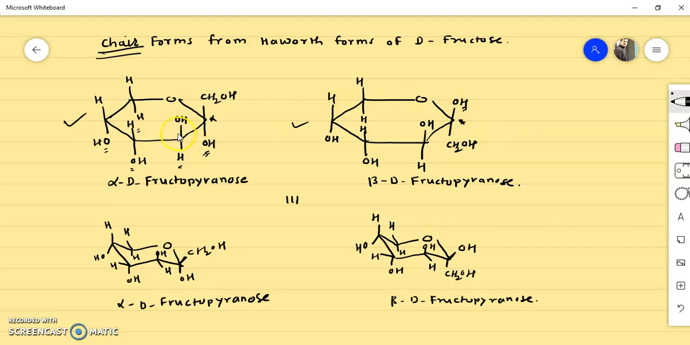Similarly from Haworth formula we can draw a chair form. Same rule you have to follow. The groups which are below the plane of Haworth ring, you have to draw them below in the chair form as well. So in this way we can draw the chair form, Haworth form, all these oxide forms of the D fructose. Okay, so this is all about the ring forms of the D fructose, and this was the pyranose form of D fructose in their Haworth form as well as in chair form. So this is all about it.